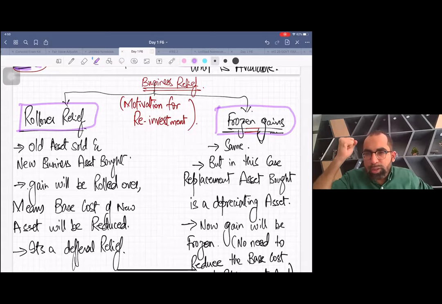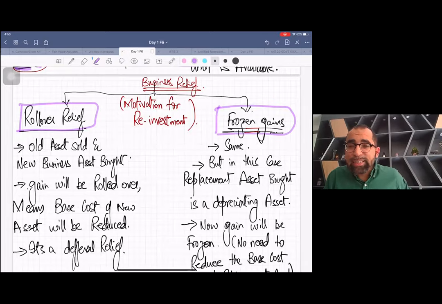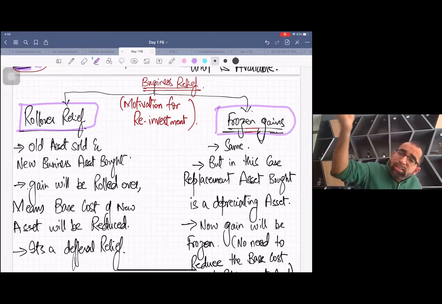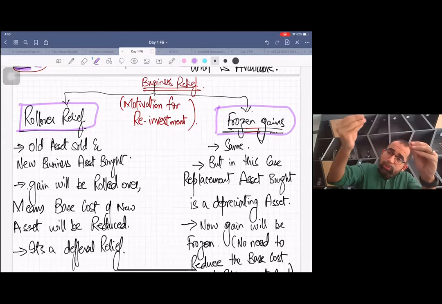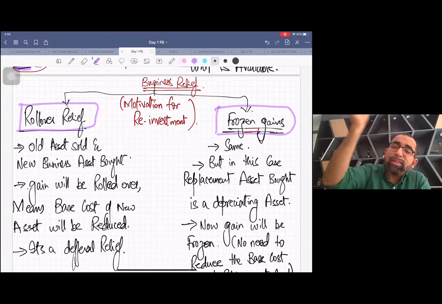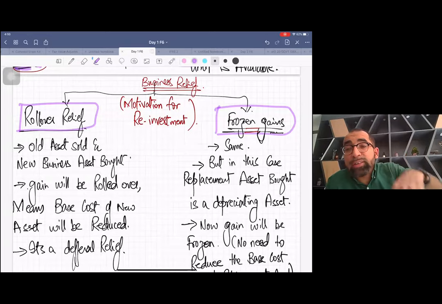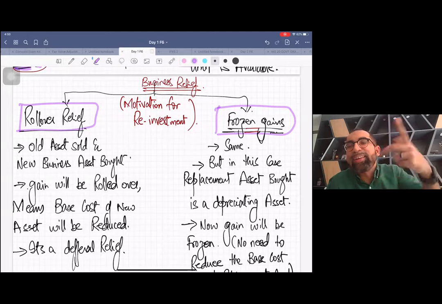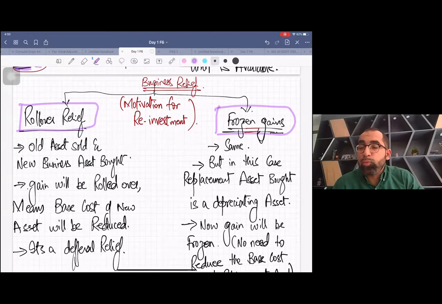For example, you sold a chargeable business asset and you got a gain. Now the tax department tells you that if you reinvest that proceed in another business asset, then this existing gain will be deferred. You don't need to pay tax on this existing gain. Pay tax after many years. So it's a motivation for you. What you have to do is reinvest the proceeds, and what the tax department will do for you is defer your gain. So this is an ideal example of a win-win.